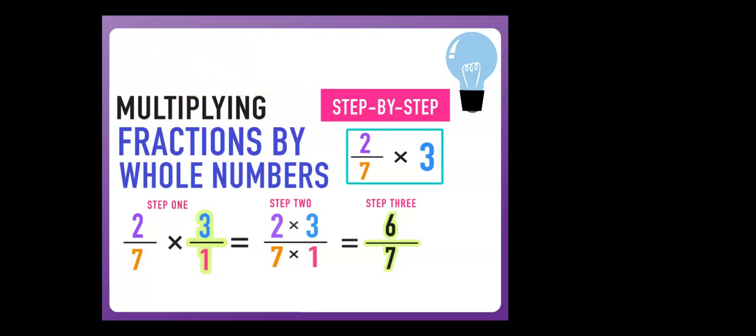Now solve this out, Anis. I want you to solve this. The problem that is given here is 2 by 7 multiplied by 3. There's nothing in the denominator here, so you put 1. So it will become 2 by 7 multiplied by 3 by 1.